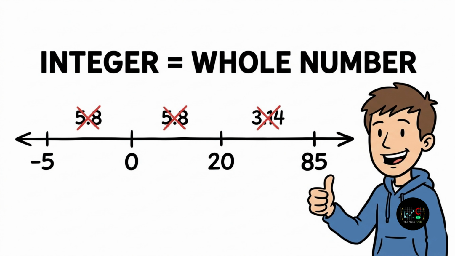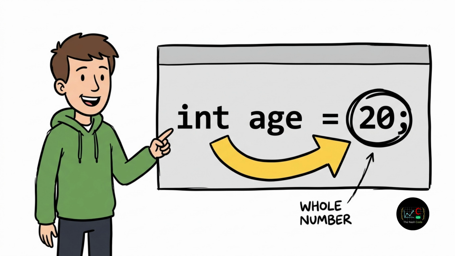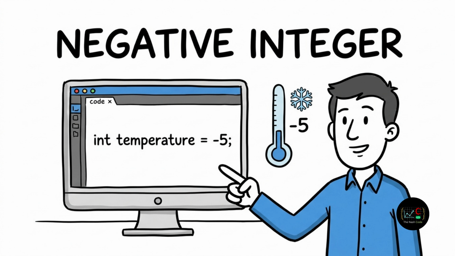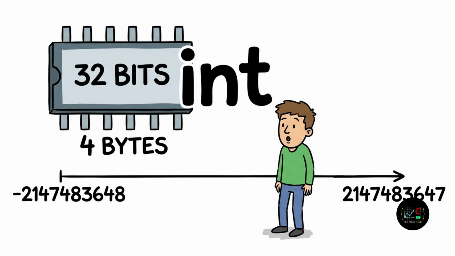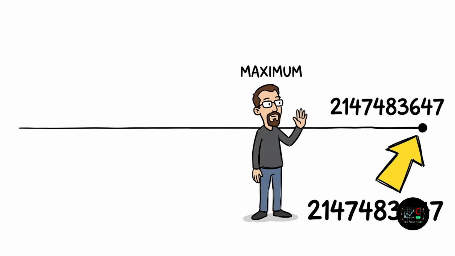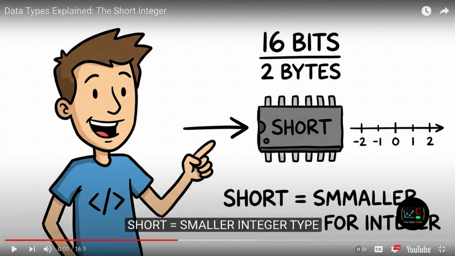Int means integer, which is a whole number without decimals. Examples are int age = 20, int marks = 85, int temperature = -5. An int is commonly 4 bytes or 32 bits, and a typical signed int ranges from -2,147,483,648 to 2,147,483,647.